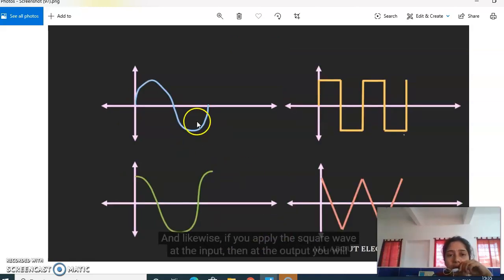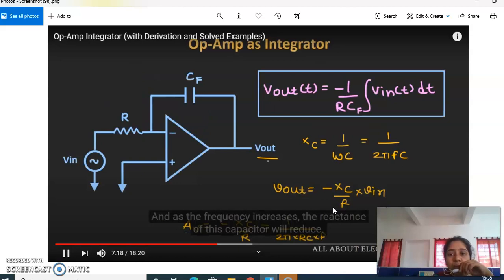And similarly, when we apply the input voltage as a sine wave, obviously the integration of sine will be cosine, so we'll get a cosine wave as the output of the integrator, right? When we apply a square wave as the input signal for the integrator, definitely we'll get a ramp signal as the output of the integrator.